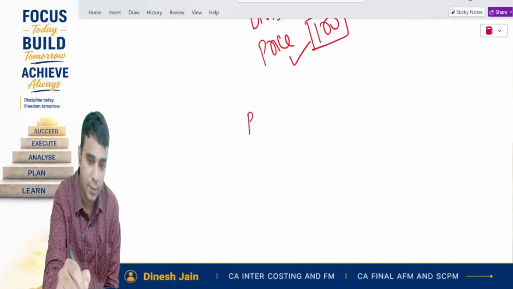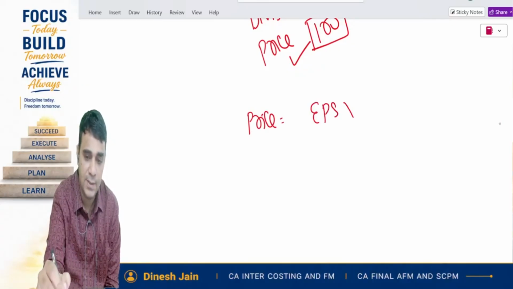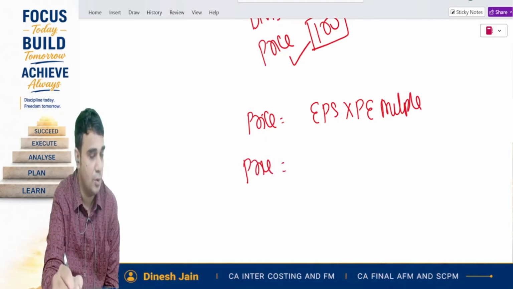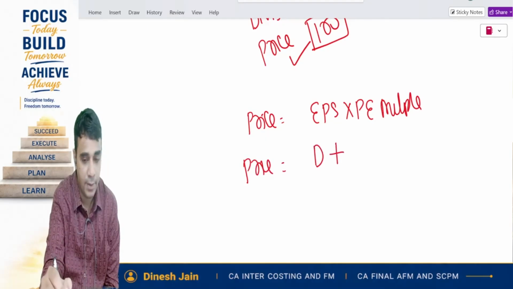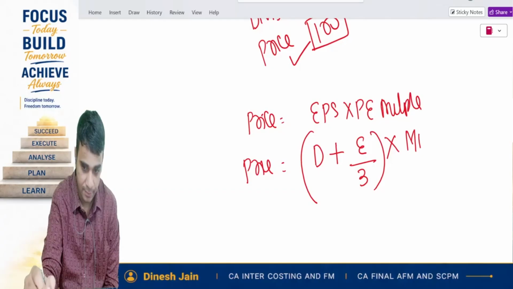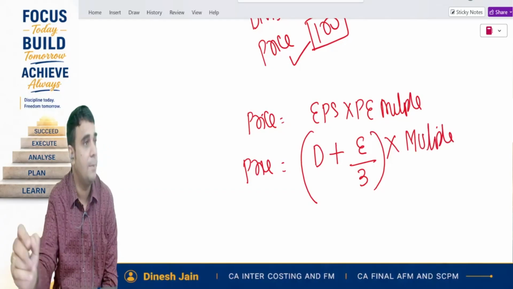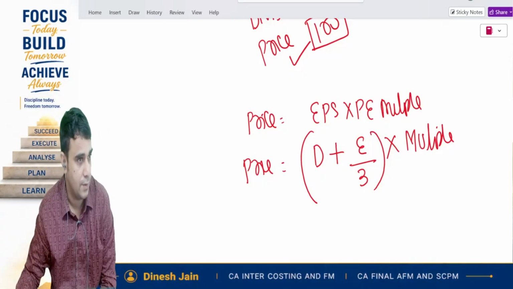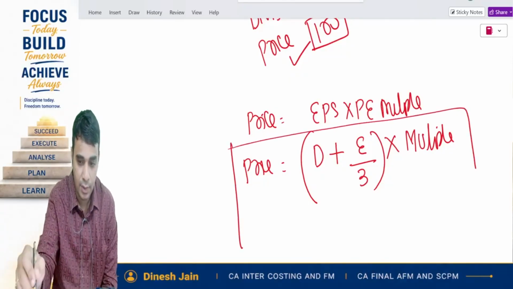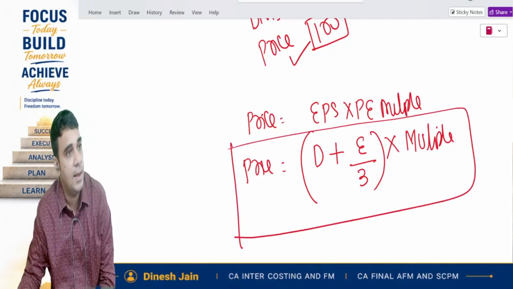Price is equal to, like we have EPS into P multiple. He gave his own model. Price is equal to dividend plus earning by 3. No logic for earning by 3 into multiple. Multiple is not P multiple. It is some other multiple which the question has to give. Practically not followed. What he said basically, listen. Price is equal to dividend plus earning by 3.